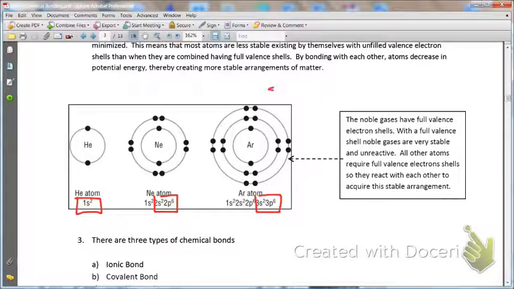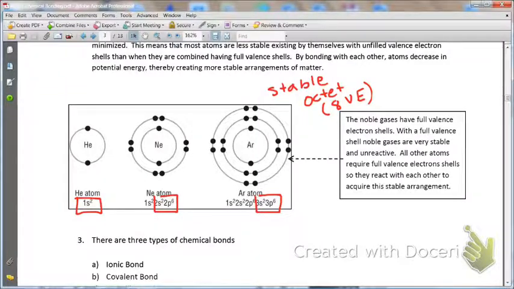So a stable octet. What that means is that there's going to be 8 valence electrons in the valence shell. And when atoms achieve those 8 valence electrons in the outer shell, they become extremely stable with low potential energy. Now, helium is an exception to this. Helium only needs 2 valence electrons because only 2 valence electrons can fit in that first valence shell for helium. So it's okay with those 2. All the other noble gases need to have 8.